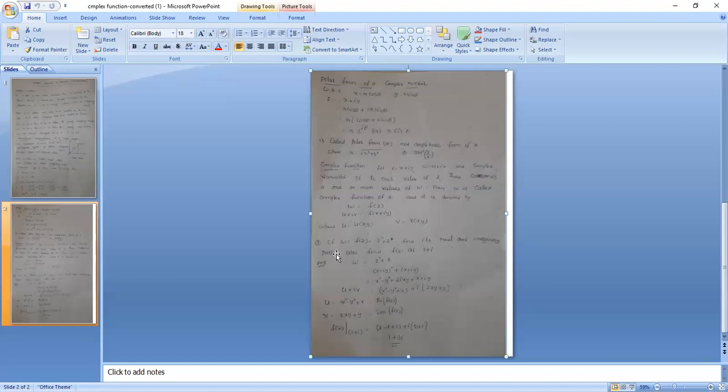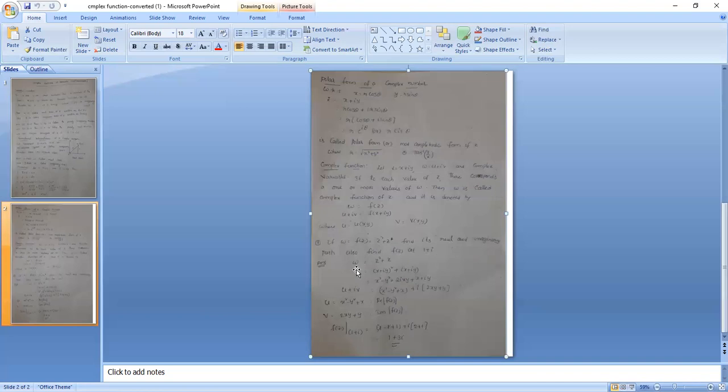Observe the problem. Let us see the problem. If w equal to f of z equal to z square plus z, find its real and imaginary parts. Also find f of z at 1 plus i. So the function is given. We need to find the real and imaginary parts, and also we have to find the f of z value at 1 plus i.